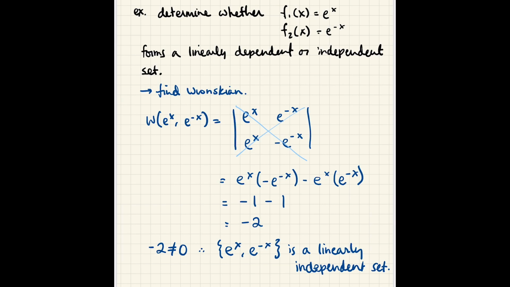This means that one of them can't be written as a multiple of the other. So it's not possible to write e to the negative x as, say, a constant times e to the x, which is probably a good thing, because if that were the case, then the definitions of sinh, cosh, and all those other guys would significantly reduce, right, from what they are, and you'd think someone probably would have noticed that by now. So this is a linearly independent set.